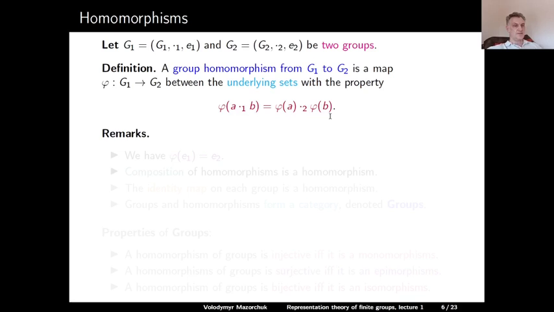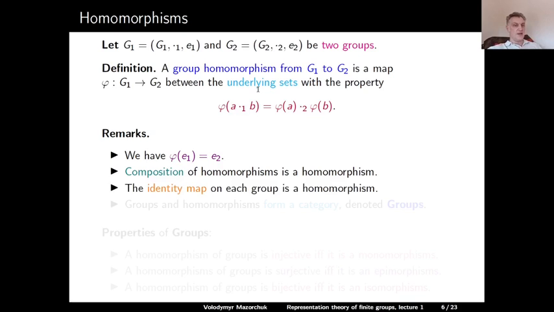A couple of remarks. Any homomorphism of groups sends the identity element of the first group to the identity element of the second group. Next, composition of homomorphisms is easily seen to be a homomorphism. The identity map on each group is obviously a homomorphism. And if you put all this together, then we see that groups and homomorphisms of groups form a category which is denoted by Groups with bold font.